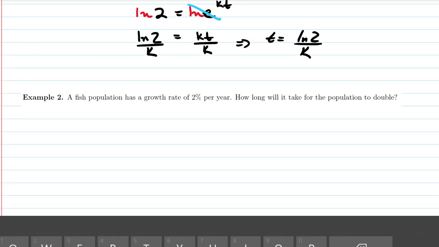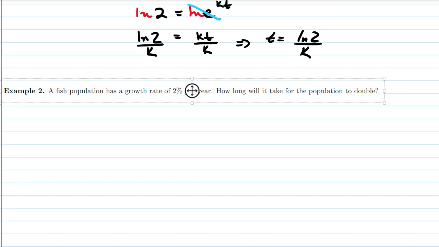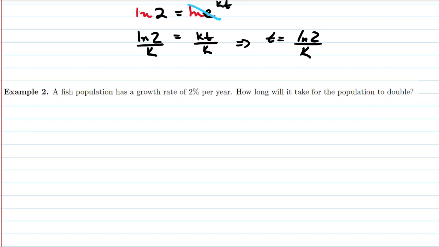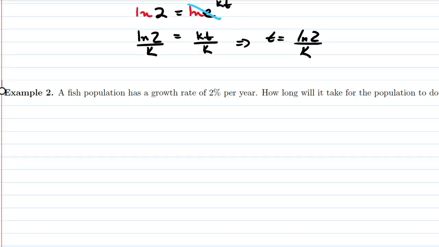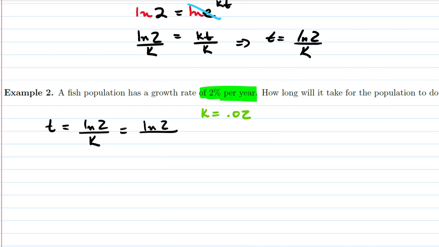So let's take a look at our next example. A fish population has a growth rate of 2% per year. How long will it take for the population to double? Our doubling time formula is t equals the natural logarithm of 2 divided by k, and our growth rate is 2% per year, so that means k, turning our percent into a decimal, is 0.02. So that gives us the natural logarithm of 2 divided by 0.02.